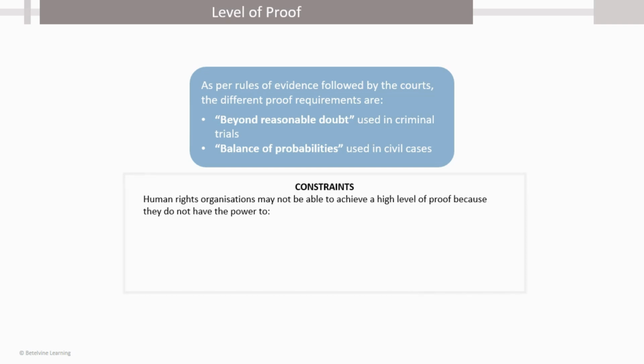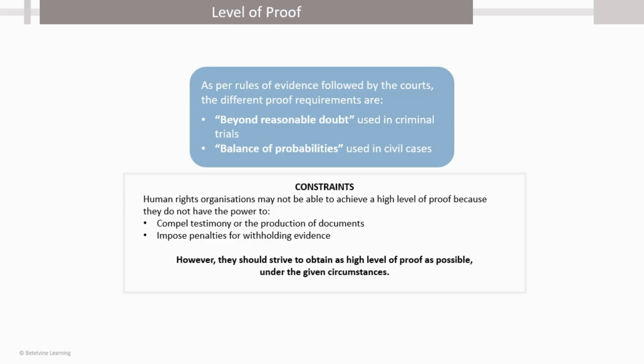Human rights organizations may not be able to achieve a high level of proof because of a number of reasons, such as they do not have the power to compel testimony or the production of documents, or they do not have the power to impose penalties for withholding evidence.